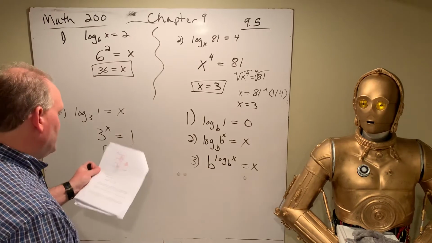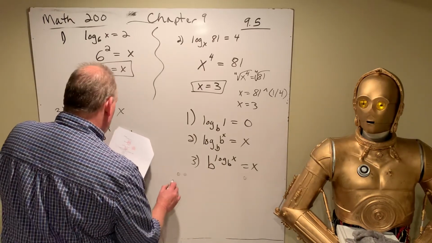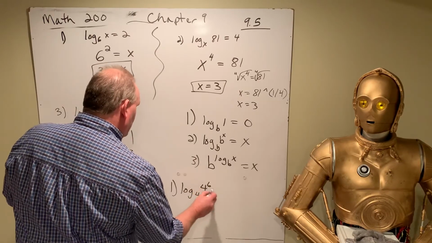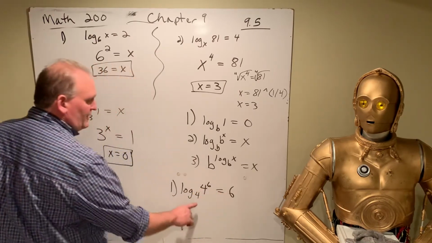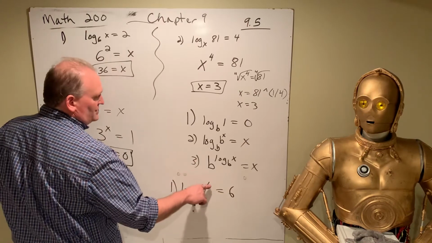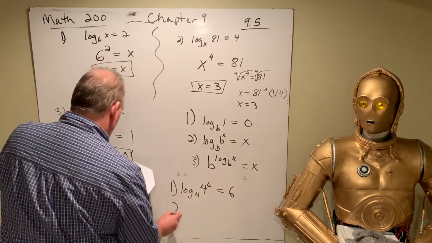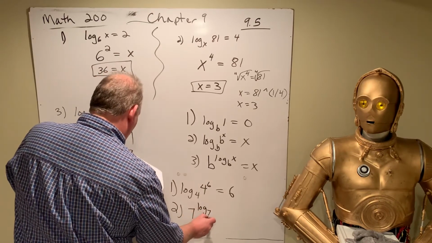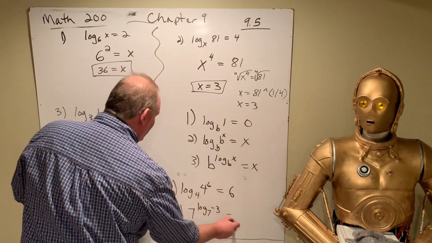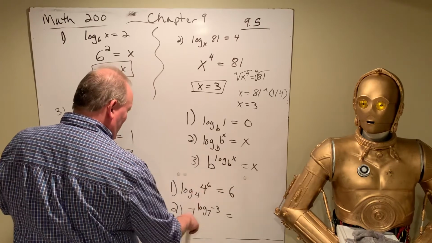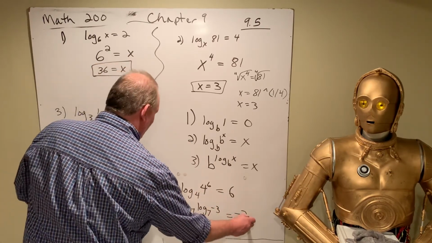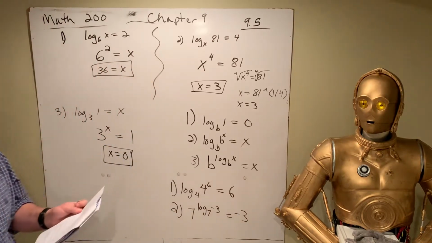And then they ask a couple of questions about that. So let's take a look. We got log base 4 of 4 to the 6th. Well, that's got to be just 6 because I'm asking 4 to what power gives me 4 to the 6th. Well, that's 6. And then 7 to the log base 7 of negative 3. That's the weird one where if you have the base and then the log base the same, then it's just that number, negative 3.